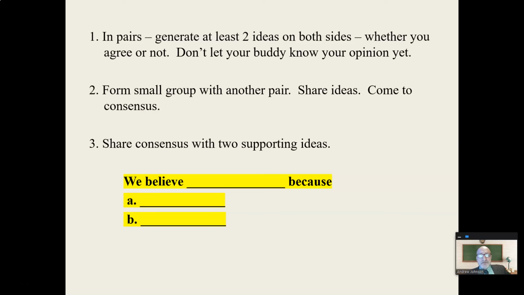Then the pairs meet together in small group to share ideas and come to a consensus. And here's where the heart of a T-Talk occurs. This is where conversation happens and they support their ideas, reaching a consensus. At the end, one person stands up and shares their group's consensus with 2 supporting ideas. We believe blank because of blank and blank.